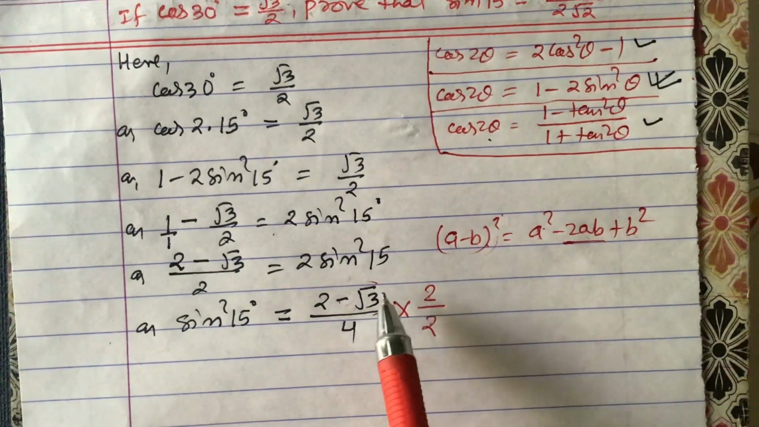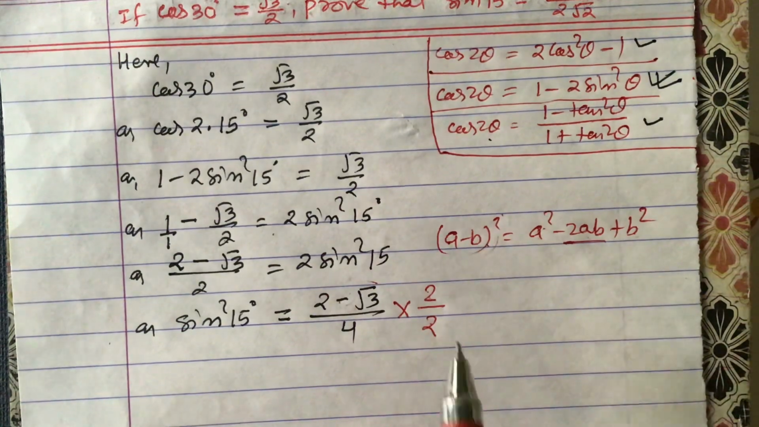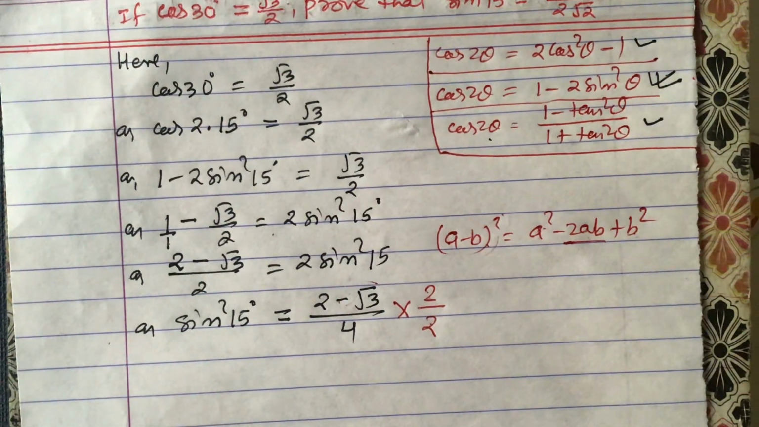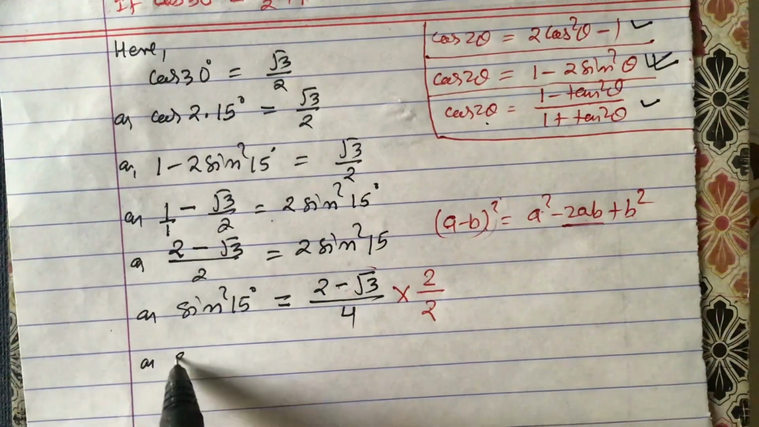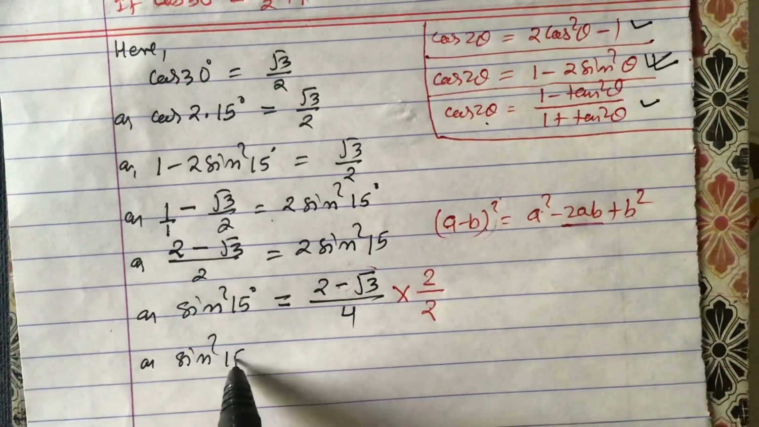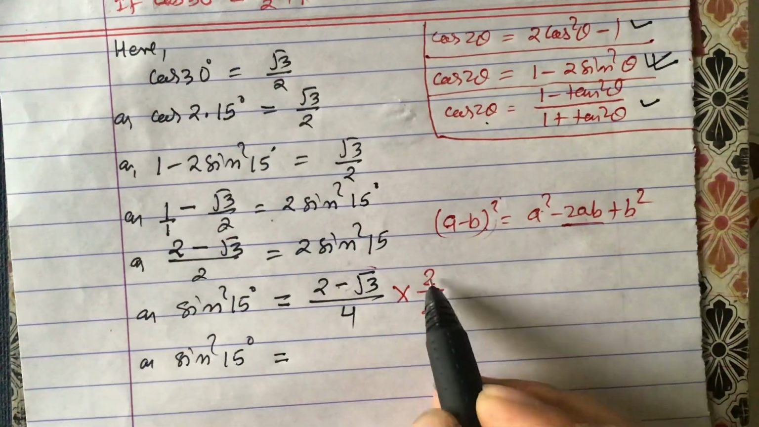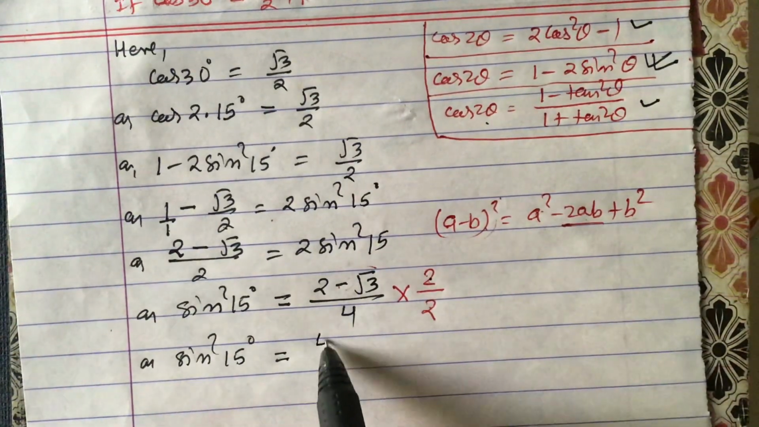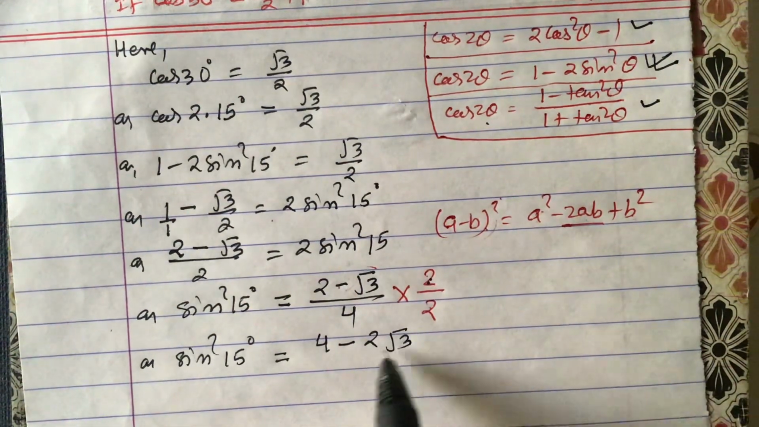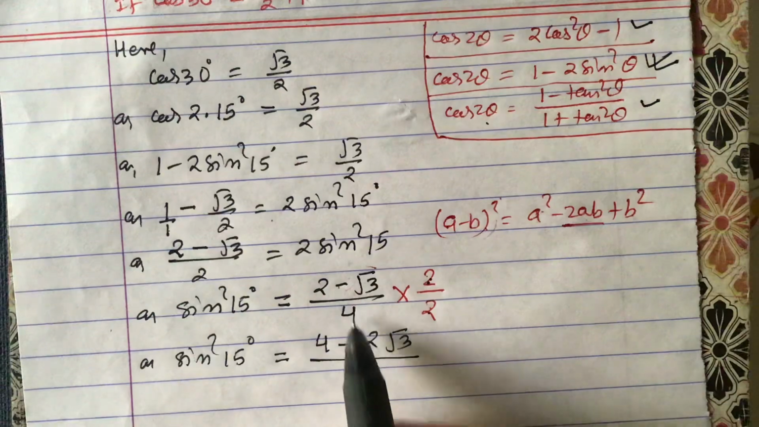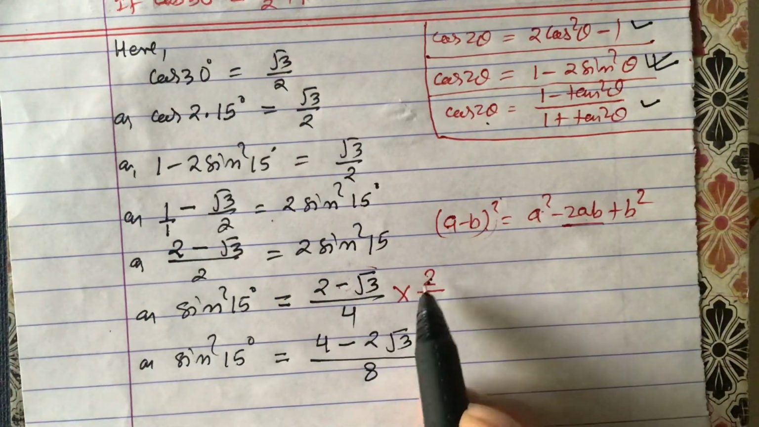Now if you multiply by 2, how can we change into a whole square? That I will show in the next step. Look here, just by multiplying by 2, how will we get the square? Sine square 15 degree is equal to 2 times 2 is 4, minus this 2 times root 3 is 2 root under 3, divided by 2 times 4 is 8. This one we are just multiplying.